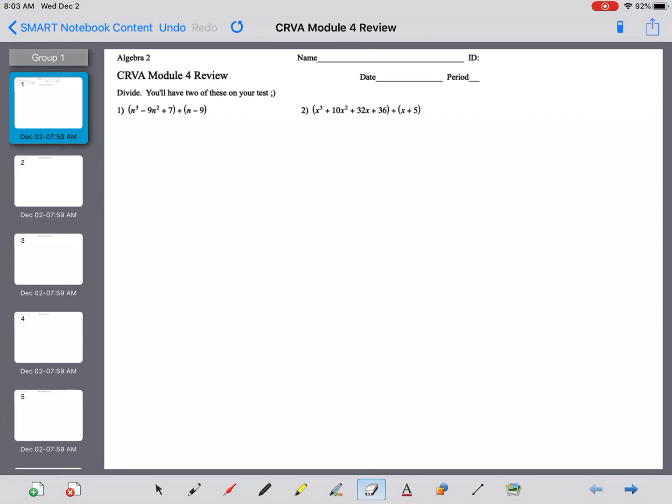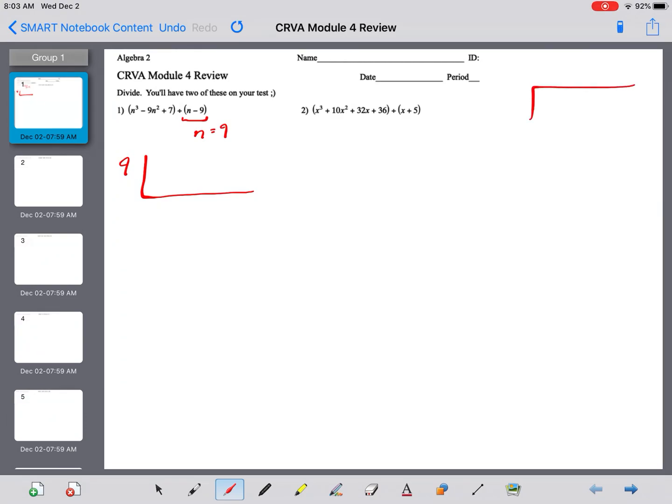Hello there. This is your Module 4 review. Our first set of problems, and on your test you're going to have two of these, is where you have to divide some polynomial by a binomial. So we could use synthetic division, or we could use long division. I'm going to use synthetic. So if we're going to divide by n minus 9 in synthetic, we need to figure out what makes that n minus 9 equal 0. So that would be n equal to 9. So 9 is going to be our multiplier, not negative 9.